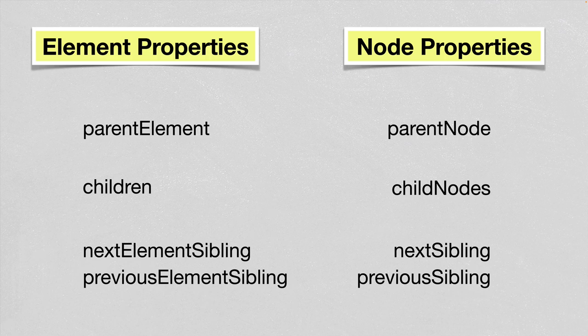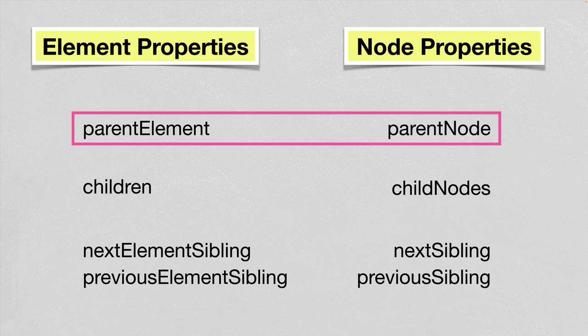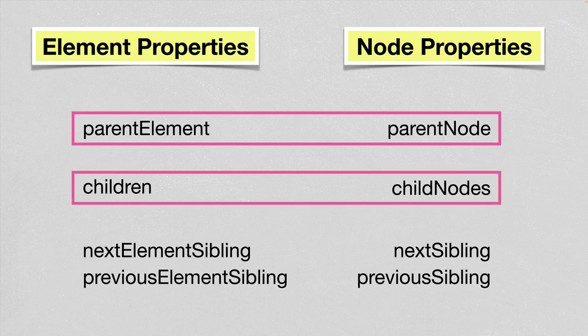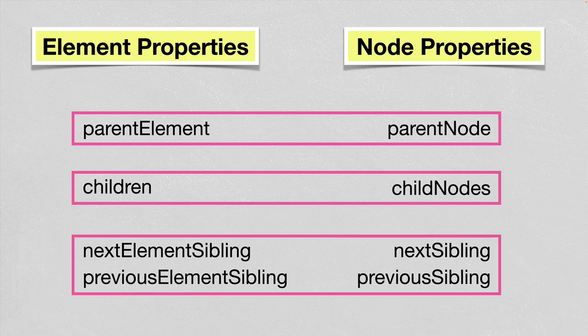In this chart, you can see side by side the element properties, which are the ones that we've already looked at, and their corresponding node properties. So instead of using parent element, if we wanted to get the parent node, we can use parent node. Instead of children, we can use child nodes. And instead of next element sibling and previous element sibling, we can simply use next sibling and previous sibling.